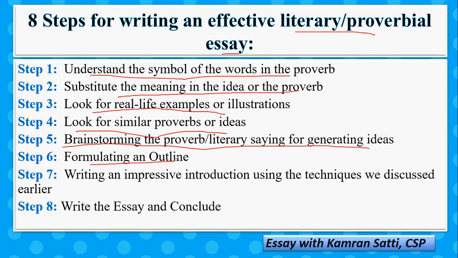After brainstorming, you put the things in the relevant order, in the order of importance. You categorize the things under various heads, so as to write a formal outline. Then you need to give an impressive introduction in this sort of essay to the examiner using the techniques we already discussed, that is, from general to narrow. And then you write the body of the essay and the conclusion. I hope these steps are clear.